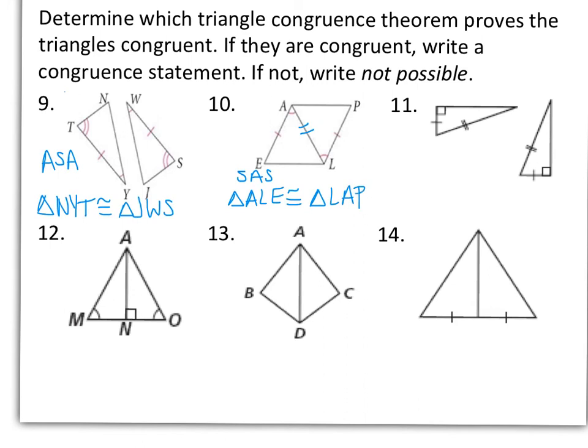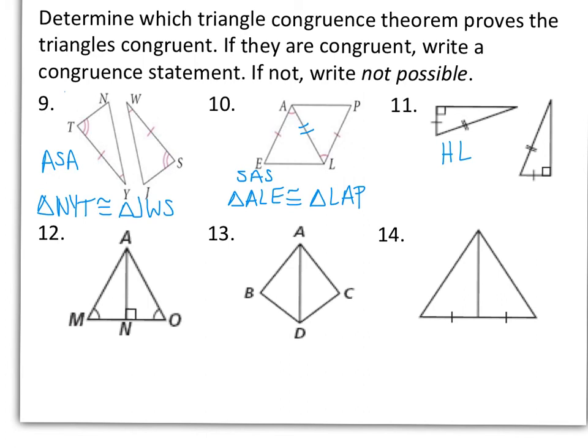Let's see, in 11, we have right angles. Our hypotenuses are congruent, and we have a pair of legs that are congruent. So these two triangles will be congruent by the HL theorem. Our triangles aren't marked, so we don't have to write a triangle congruent statement.